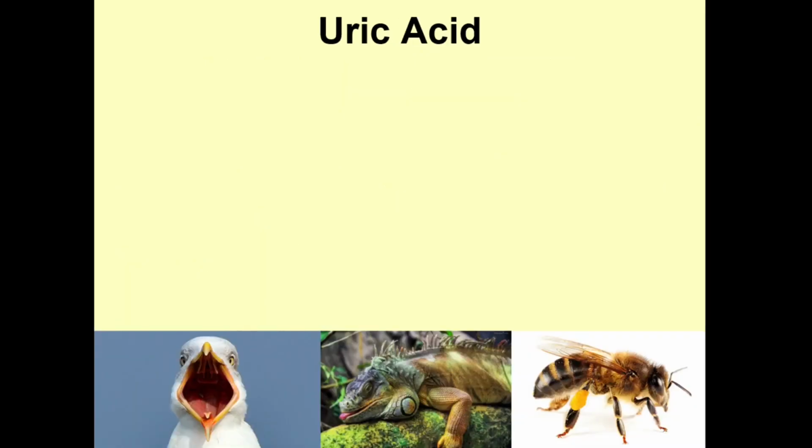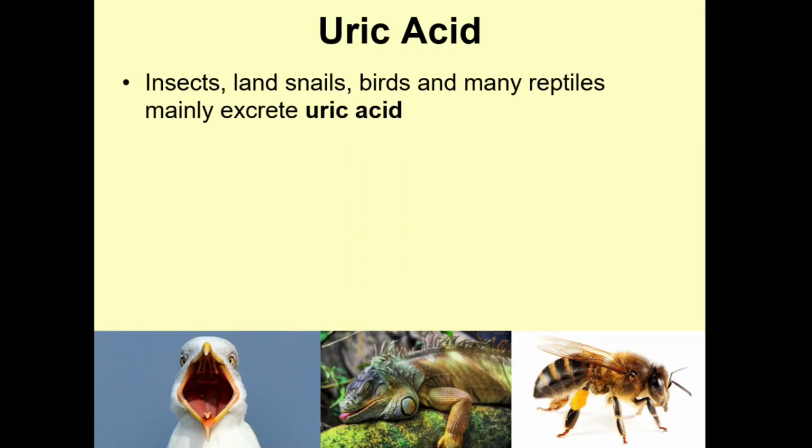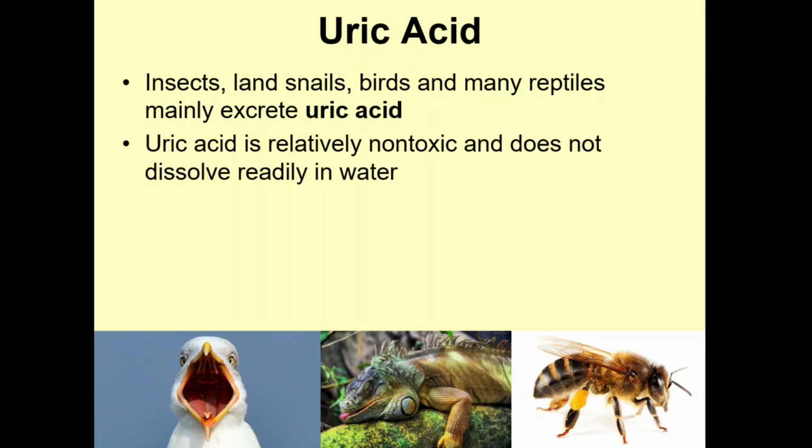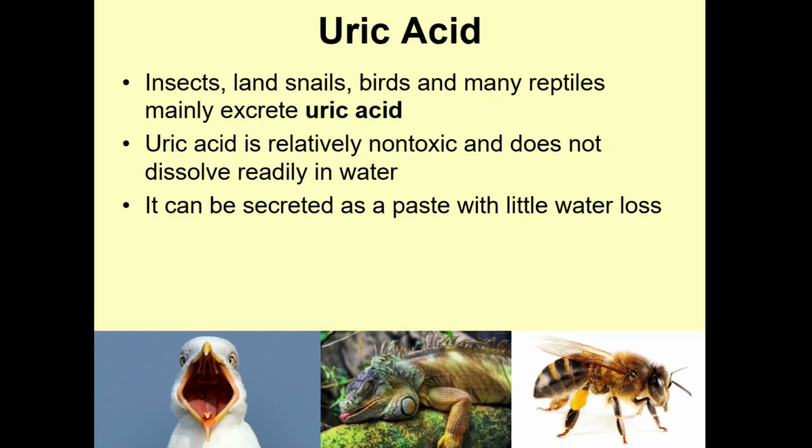The third type of nitrogenous waste is uric acid. And uric acid is produced by insects, land snails, birds, and many reptiles. The benefits of uric acid is that it is relatively non-toxic and it also does not dissolve readily in water. And we tend to see it produced or excreted as a paste with very little water loss. So this is great if you are an animal that does not have access to lots of water.